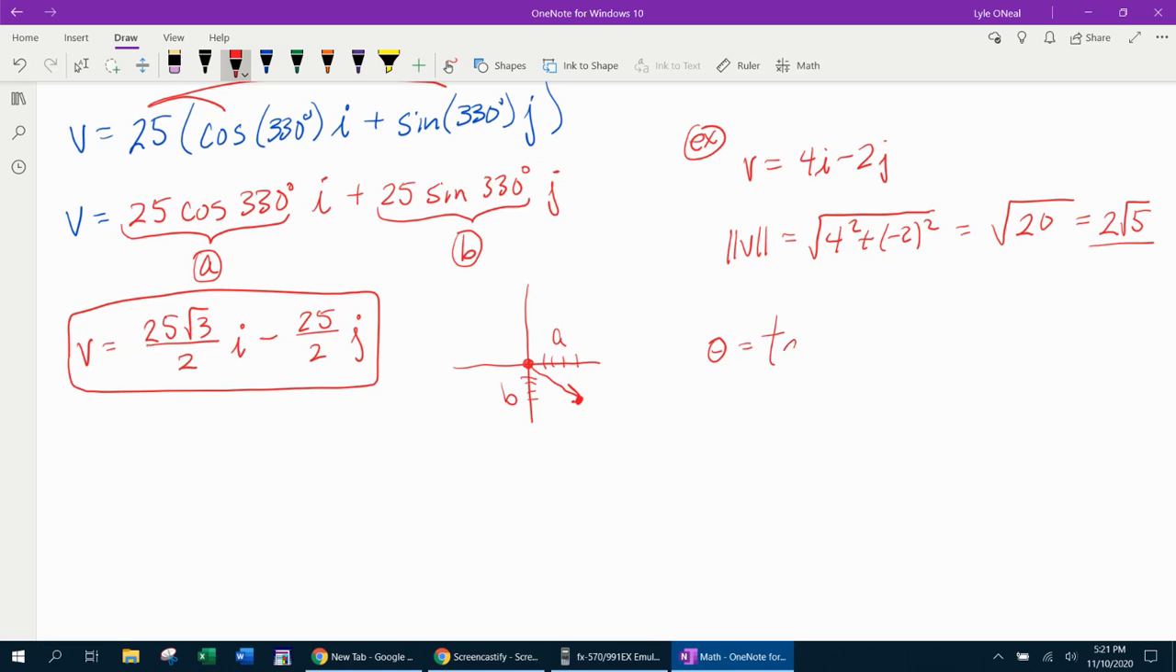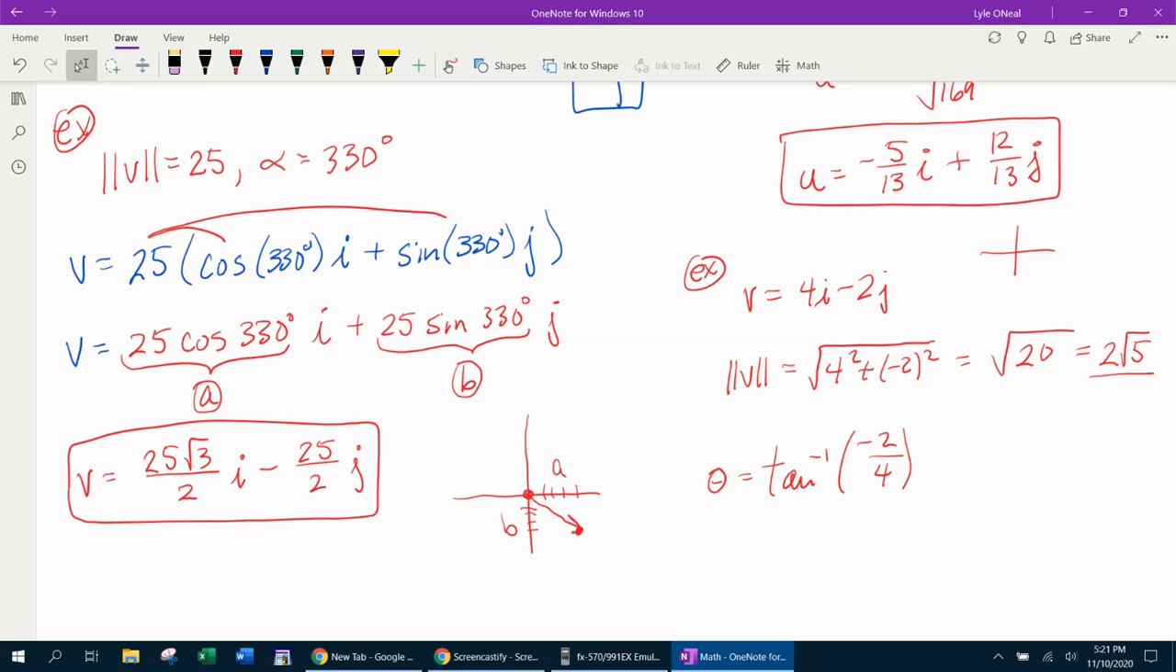The direction angle is the inverse tangent of b over a. Now, if you think about it real quick, if we were to graph this vector, we would go over 4 and down 2. And so we know that our direction angle is going to be an angle that ends up in quadrant 4. It's going to be bigger than 270, less than 360.